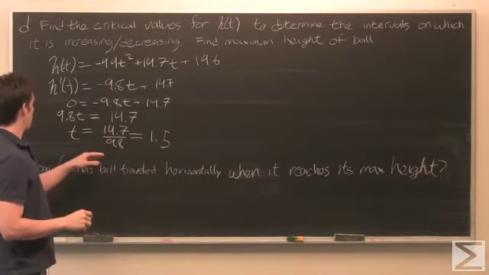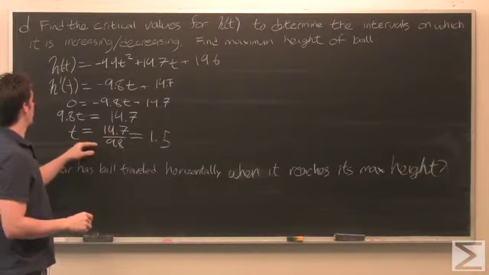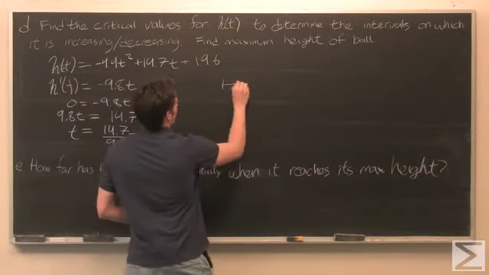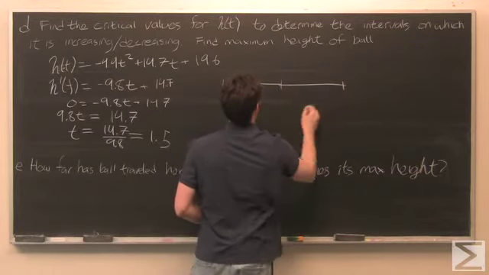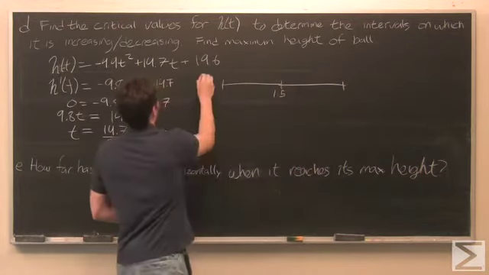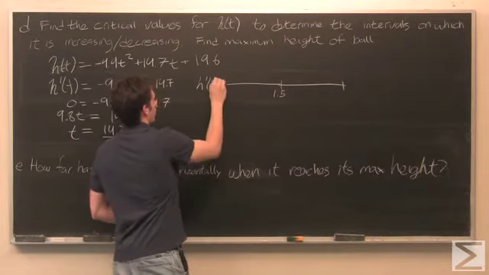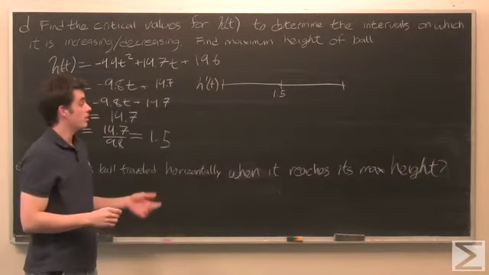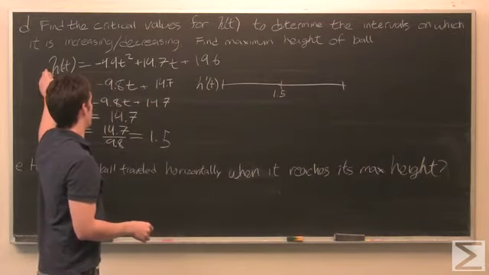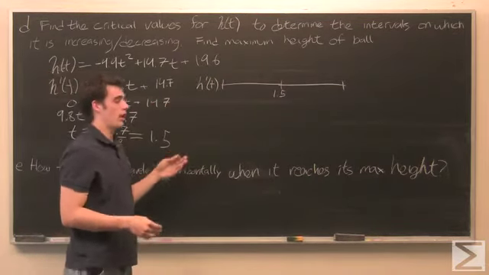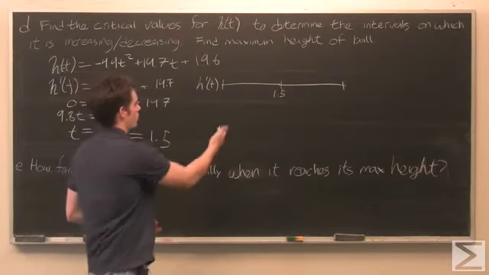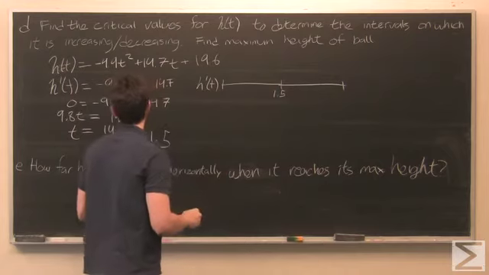So what we want to do is determine when this is increasing and when it's decreasing. So let's make a little number line here. This is h prime of t. We want to know when this is positive and when it's negative, because when this is positive, h of t is increasing, and when this is negative, h of t is decreasing. So we can just plug in values on either side of this, and it should work out fine.